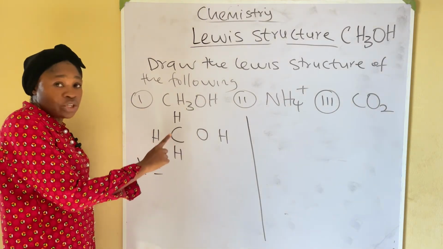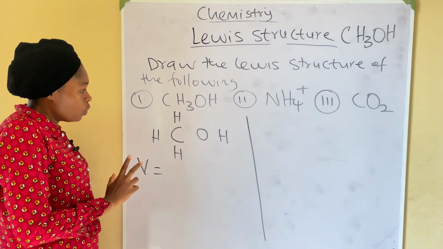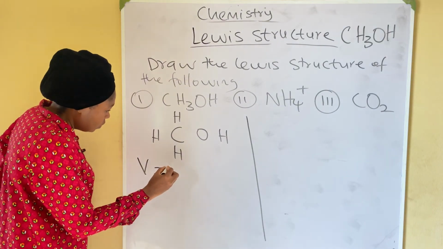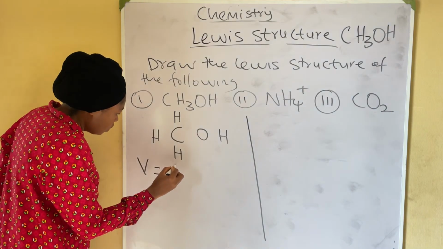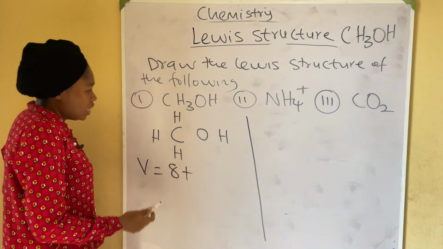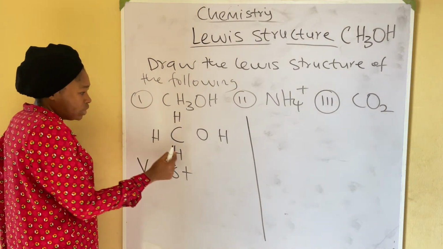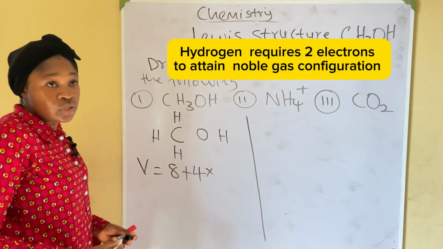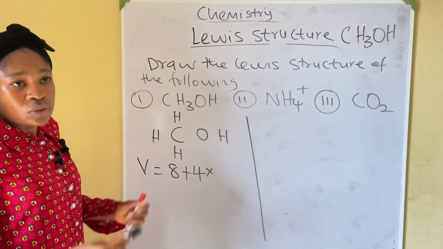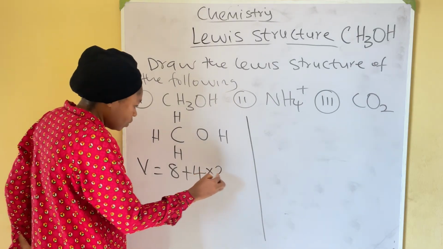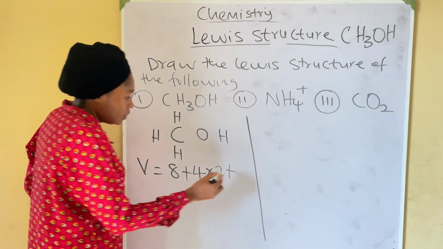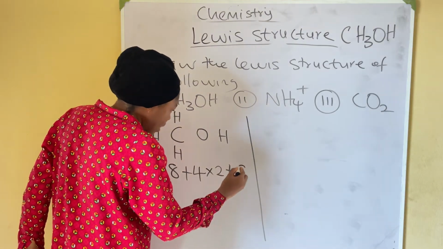The valence electron, each of them needs to attain what? Noble gas configuration. Carbon is what? 8. So I have one carbon, 8, plus hydrogen. I have 1, 2, 3, 4. So 4 times, carbon needs what? 2 electrons to attain what? Noble gas configuration. 2 times 2, plus the one for oxygen. Oxygen is also what? 8. Needs 8 to what? Attain noble gas configuration.